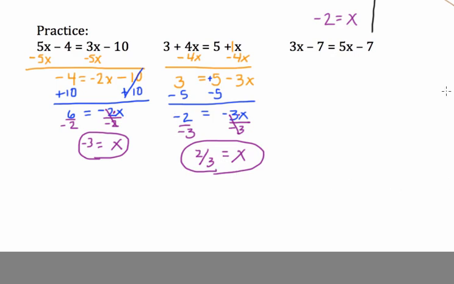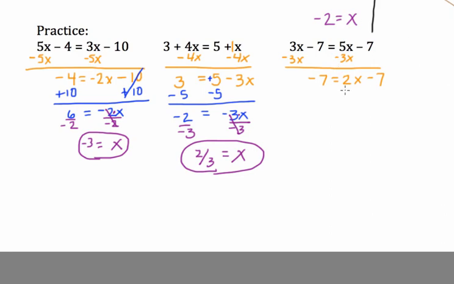Next example. Both of my expressions are already simplified. So now I can work on getting all the x's on one side. So I'll subtract 3x from both sides. Now I'm down to a 2-step equation. I have an x on one side that has 2 things done to it. So I'm going to undo those things.